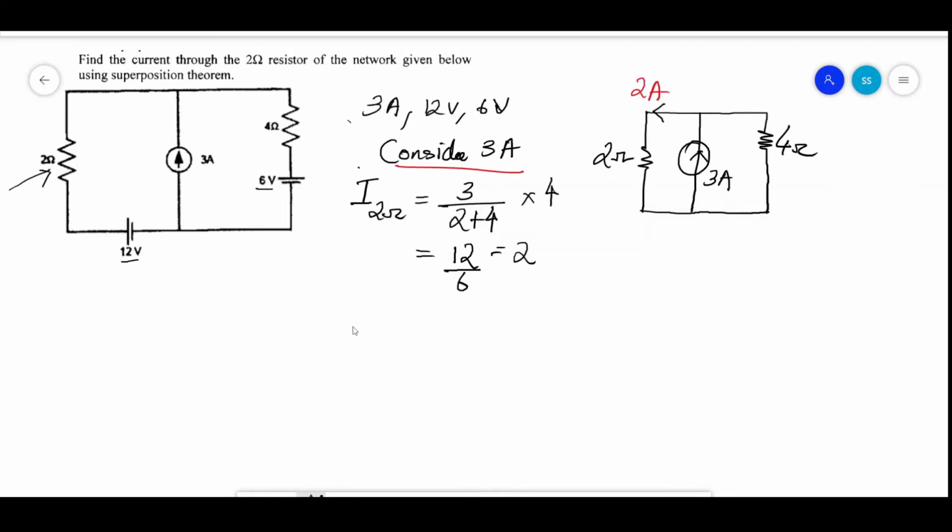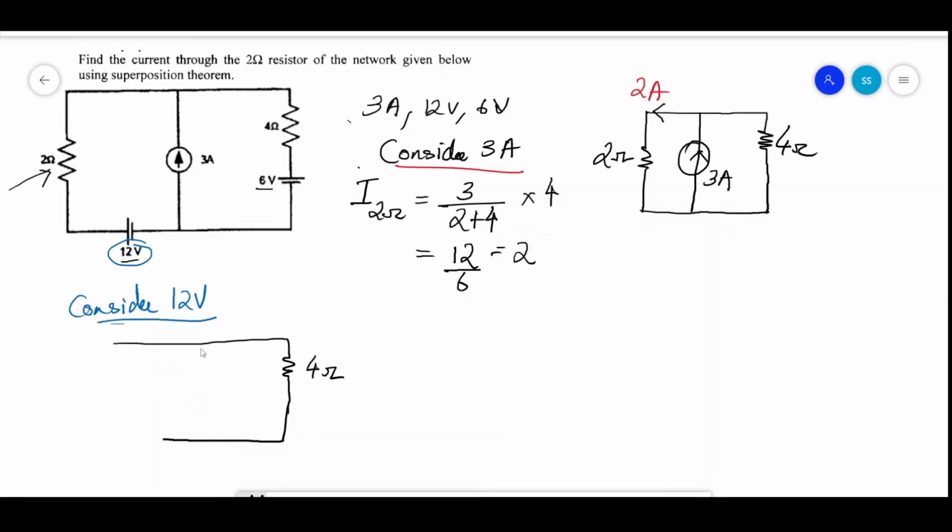Now we consider the second case, the 12 volt source. Considering the 12 volt source, again we replace the other sources. The 6 volt source is short circuited and the 3 ampere source needs to be open circuited. So this is the 4 ohm, the 6 volt is short circuited, and the 3 ampere source is open circuited, so that path won't exist anymore.